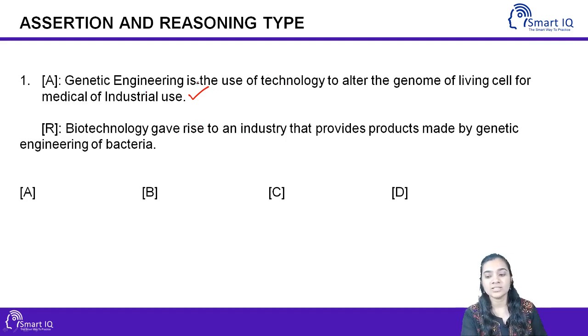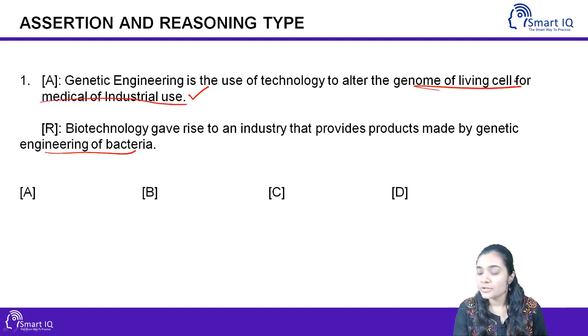We know that genetic engineering is the use of technology to alter the genome. And the second statement says biotechnology gave rise to an industry that provides products made by genetic engineering of bacteria. We know these two statements are valid because both are talking about genetic engineering, and because biotechnology is giving rise to an industry made by genetic engineering, there is production of products for medical and industrial use.